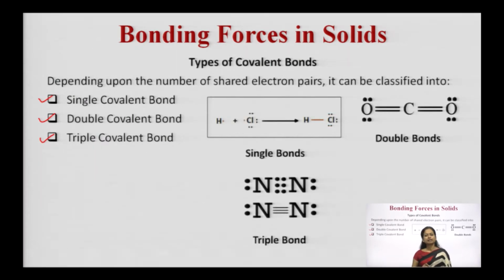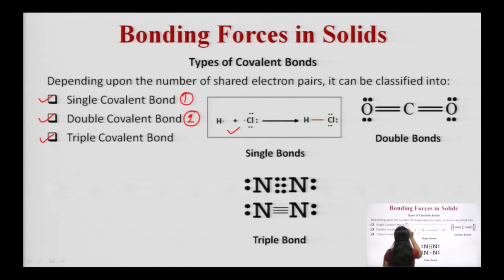Here you can see that in the case of HCl, what will happen? Hydrogen is having 1 electron in the outermost orbit while chlorine is having 7 electrons. So, hydrogen can easily donate 1 electron to the chlorine. So, hydrogen and chlorine both will have a stable structure. But here sharing of 1 electron pair is being done. So, this is the first case.